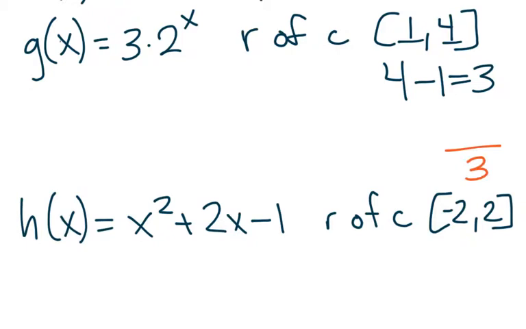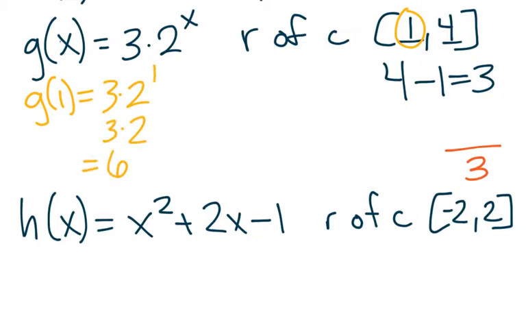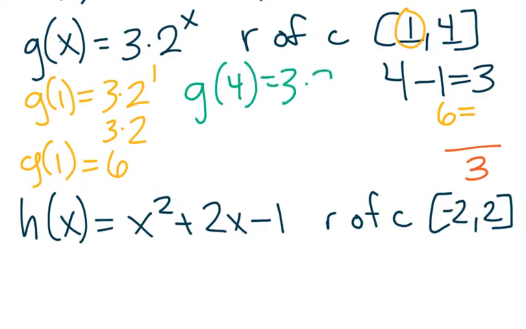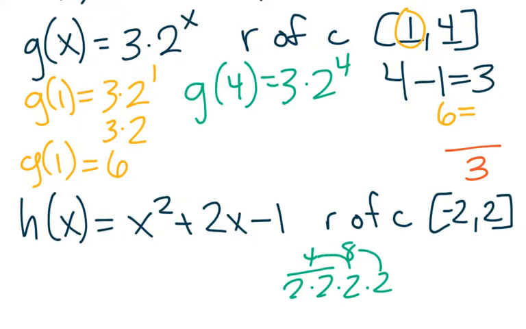Now I'm going to have to plug in my numbers. So g of 1 equals 3 times 2 to the first power. 2 to the first is 2. 3 times 2 is 6. Following order of operations, remember we always do powers first. So I have 6 here. Then we do g of 4. So 3 times 2 to the fourth. Well, 2 to the fourth, that's like 2 times 2 times 2 times 2.